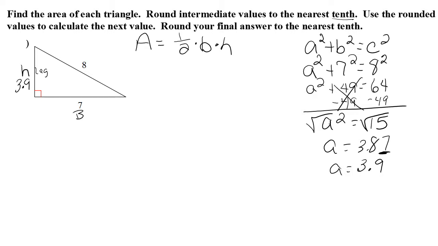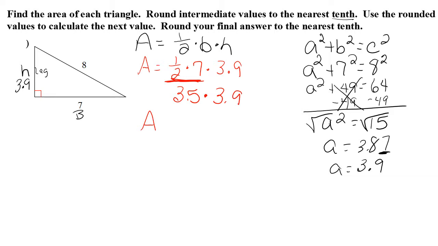Now to find my final answer, I'm going to plug the 3.9 and the 7, the base, into this formula. So area is equal to 1/2 times my base, which is 7, times my height, which is 3.9. Some of this I can do in my head. I know 1/2 of 7 is just 3.5. So I really want to know what's 3.5 times 3.9.